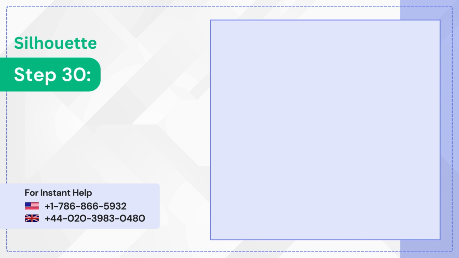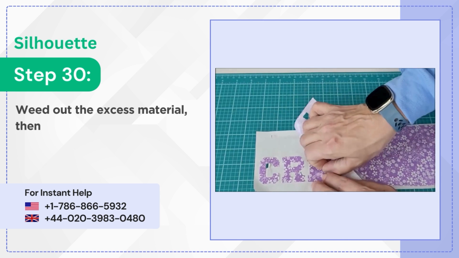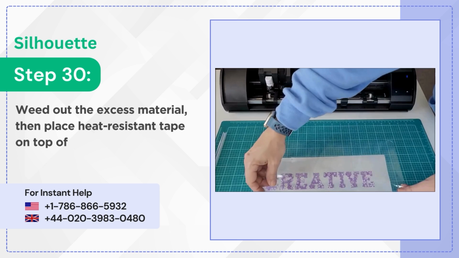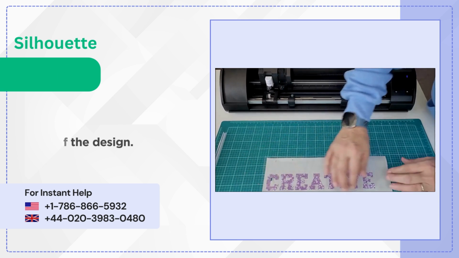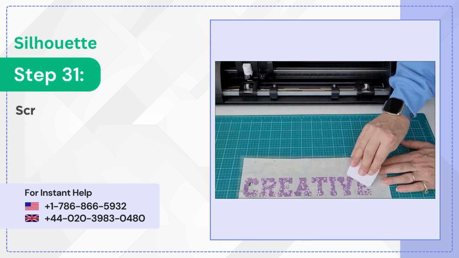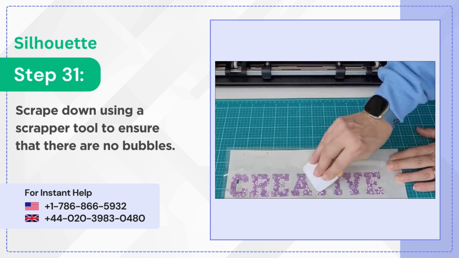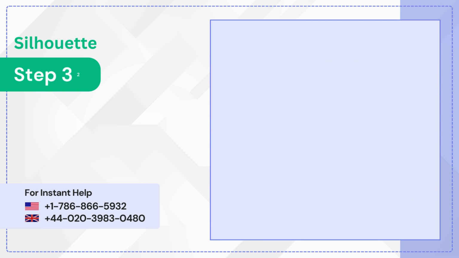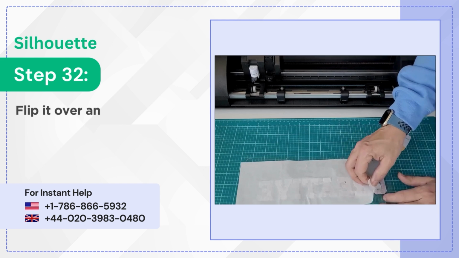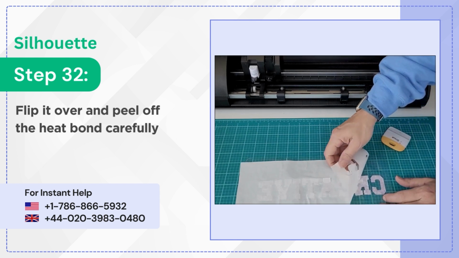Step 30. Weed out the excess material, then place heat-resistant tape on top of the design. Step 31. Scrape down using a scraper tool to ensure that there are no bubbles. Step 32. Flip it over and peel off the heat bond carefully from the design.